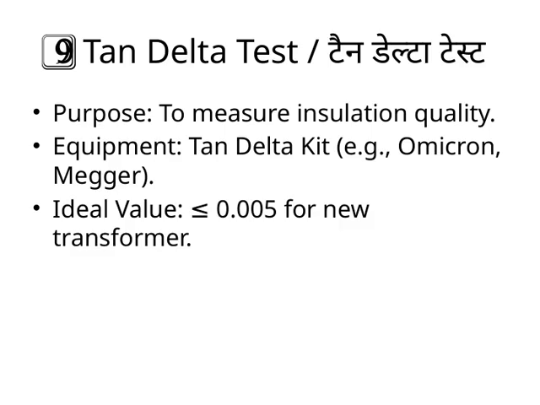To perform this test, we use a tan delta kit, which could be from brands like Omicron or Megger. These are specialized instruments designed for accurate measurement. The key point here is the ideal value we want to see, which is less than or equal to 0.005 for a new transformer. This low value indicates that the insulation is in excellent condition, ensuring safe and reliable operation.